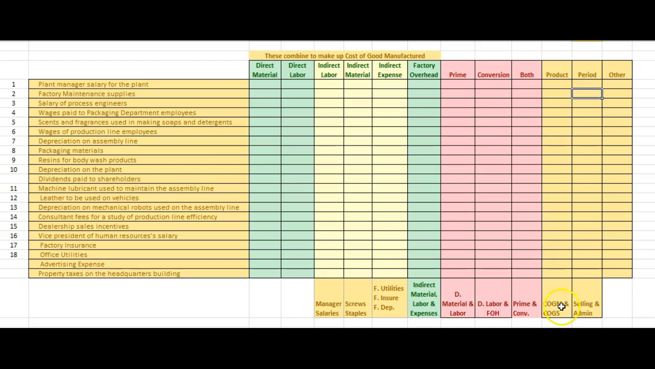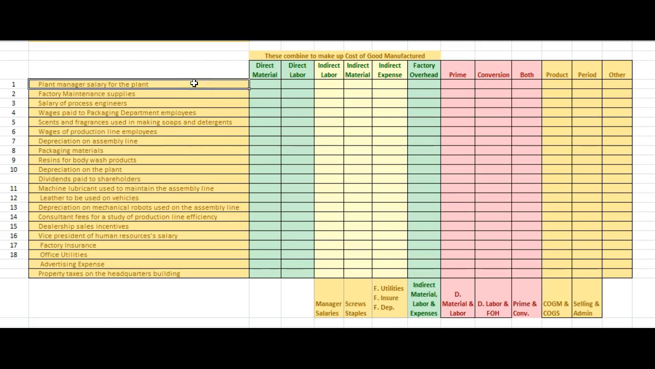Product cost is always going to be associated with the cost of goods manufactured or the cost of goods sold, and selling and administrative cost. And you could have other, i.e., something to do with equity. You could have to do something with equity, and it doesn't follow with a period cost or a product cost. It's an other cost. So now, what are we going to do with this? Well, let me show you how to do this.